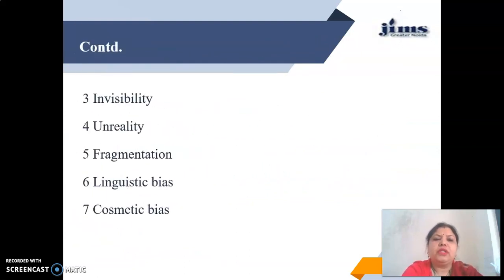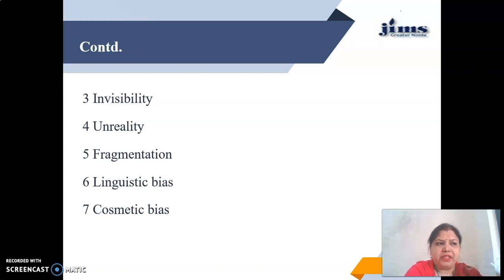Next, move on to the next issue, that is invisibility. When groups or events are not taught in schools, they become a part of the null curriculum, and these are deliberately left out or given minor attention. Next, we have unreality. That means curriculum material often paints an illusory picture of the country. For example, our history texts often ignore class differences, continuing the racial, religious, and sexist discrimination, etc.